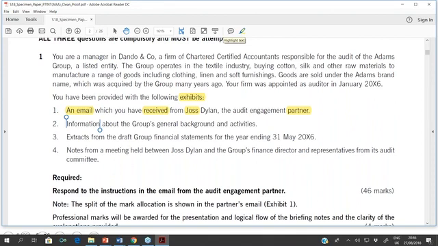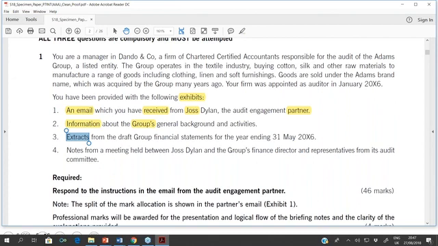Then in exhibit number 2, you have the information, which is very important. You have the information about the group. Now we need that information, right? We need that information to identify risk. We need that information to identify ethical and professional issues. We might be needing that information to identify procedures. So information about the group is given in exhibit number 2.